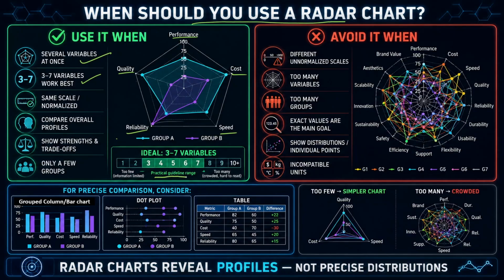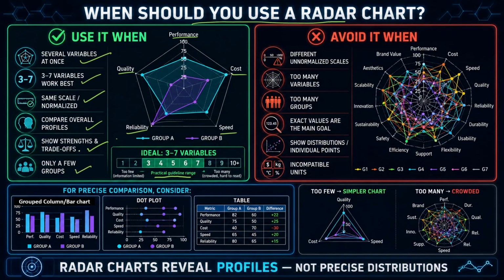With 8, 9, 10 or more variables, the chart can become crowded and difficult to read. Before plotting, every axis must use the same scale, or the values must be normalized to a common scale. A radar chart is especially useful for identifying general strengths, weaknesses, and trade-offs. It remains easiest to understand when only a few groups are compared.